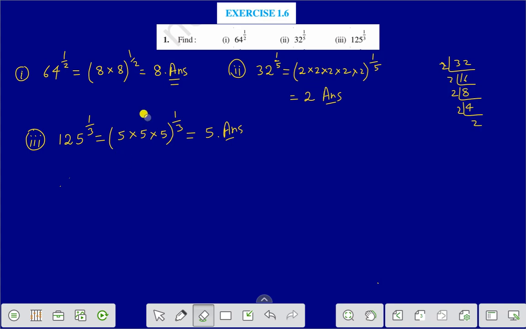Right? Again you see there 64 to the power half, 8 into 8 is 64, that is 1 by 2. We are getting 8. 32 to the power 1 by 5, 2 into 2 into 2 into 2 into 2. Right? That is we are getting 1 by 5, that is 2. And 125 to the power 1 by 3, that is 5 into 5 into 5. The 1/3 part, that is 5 the answer. Right?